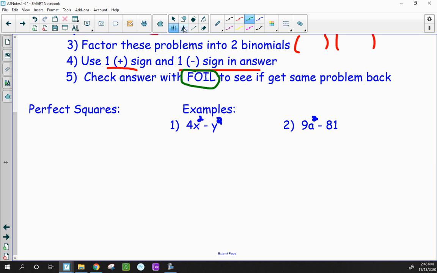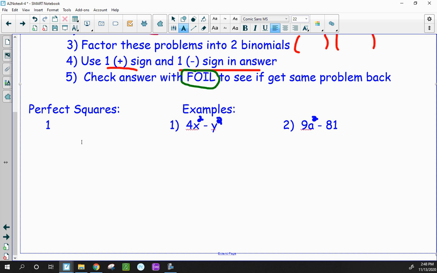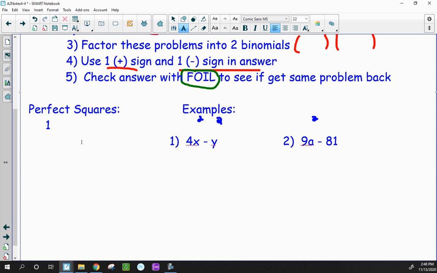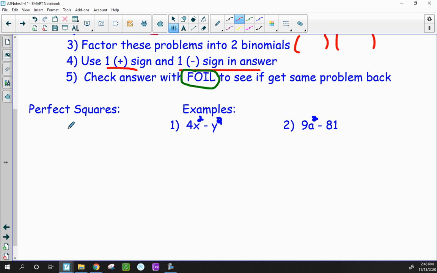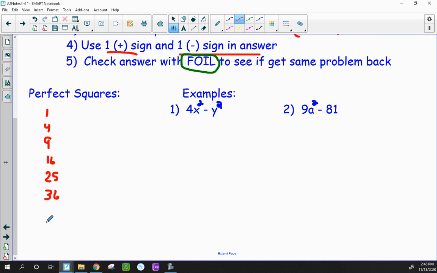Alright, so again, on the perfect squares, we're thinking numbers like 1, 4. Let me do this a different way. Try this again. 1, 2 times 2, 3 times 3, 4 times 4, 5 times 5, and so on. And I would make sure definitely in my notes that I highlighted this section and started memorizing these because they're going to be used a ton in these problems.